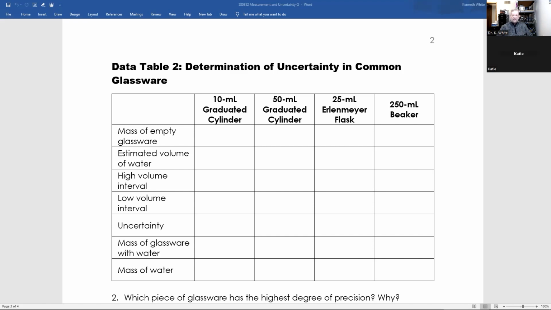Now, one thing I forgot to mention, in table 1 here, the amount of water you should put in the graduated 10 milliliters is about 7 milliliters. In the 50, about 24. In the Erlenmeyer, you're going to have to guess, about halfway between 12.5 and 25, about 17 milliliters. And the 250, the first reading is 35. So you have to guess a little more than halfway between here and here and do that.